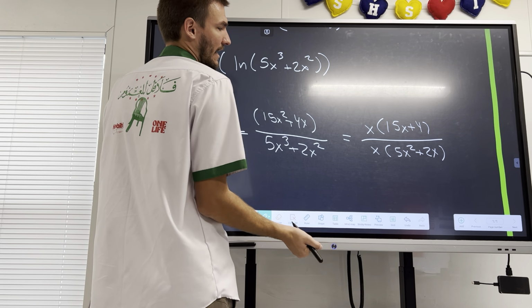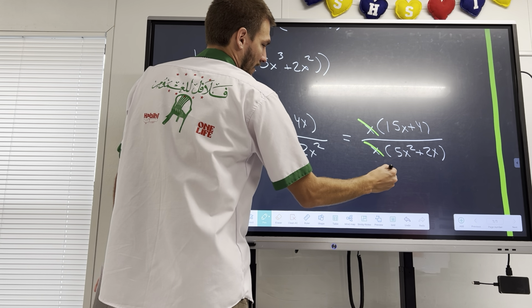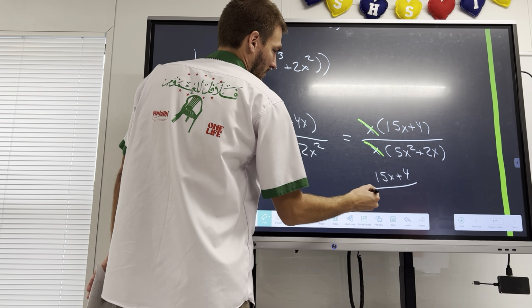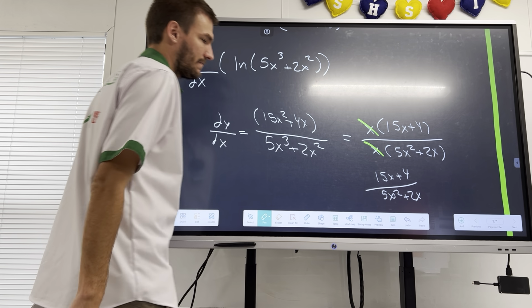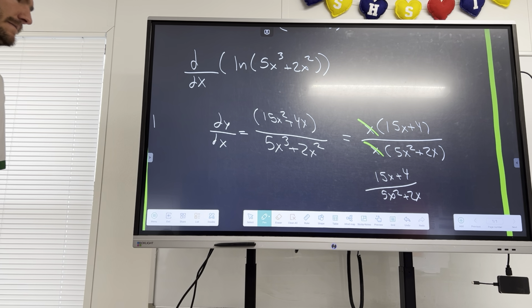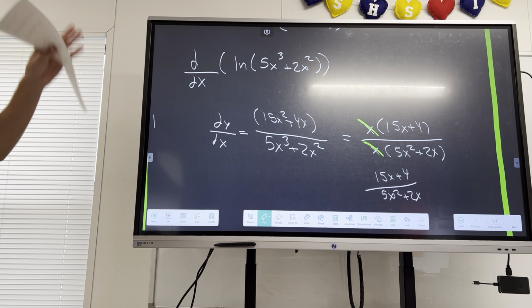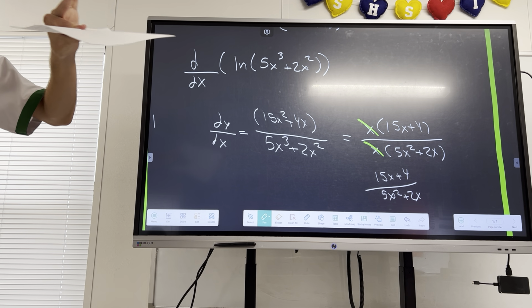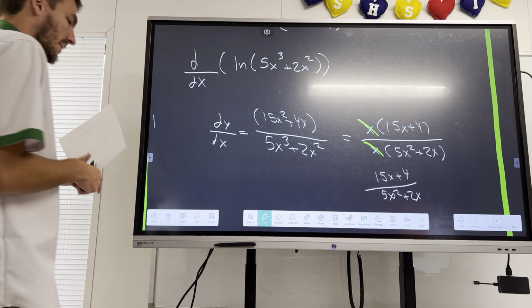Because I think it'll look nice when I just cross these out and have 15x plus 4 over 5x squared plus 2x. I think that looks pretty nice. Nothing really else to do there. That's that. Derivative of natural logs, we like them. We can do them in our head, put the original on the bottom, done. Chain rule, chop it up top, done.